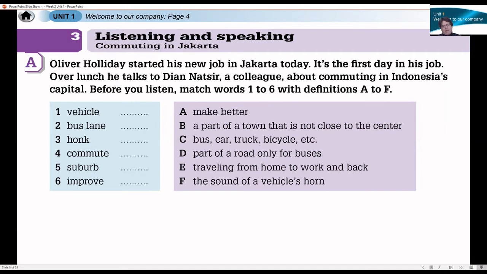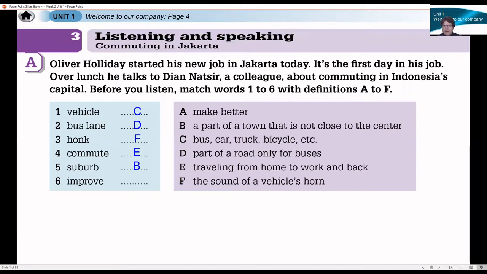Okay, welcome back. We are now going to check your answers. Most of these are really easy. You should know about 4 of these, maybe 5. Vehicle. Well, it's a bus, a car, a truck, etc. Okay, bus lane. Well, it's a lane for a bus, so it's part of a road only for that. Honking. Beep, beep, right? The sound of a vehicle's horn. Commute. I talked about that, whether you're commuting to and from work or school. That is traveling from home to work and back, or traveling from home to school and back.